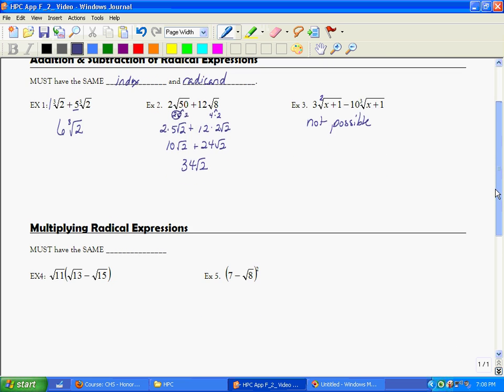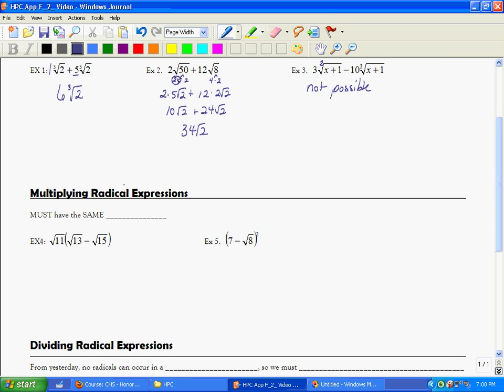Next, if we multiply radical expressions, they must have the same index again. So for distributing the square root of 11, when you multiply with the same index, you can multiply the numbers underneath. The radicands go together. 11 times 13 is 143, and 11 times 15 is 165.